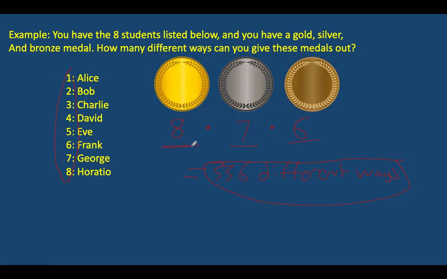And so every problem is going to consist of us drawing these blanks, so to speak, and you have to fill them in. Keep in mind, it wouldn't be 8 times 8 times 8, because if you give a gold medal to someone, one person already has a medal, they can't receive a gold and silver, so on and so forth. So a lot of these problems are just going to be very, very similar to this one, okay?